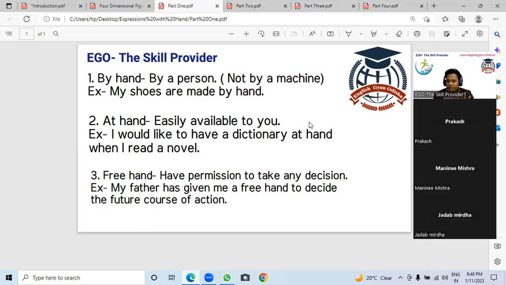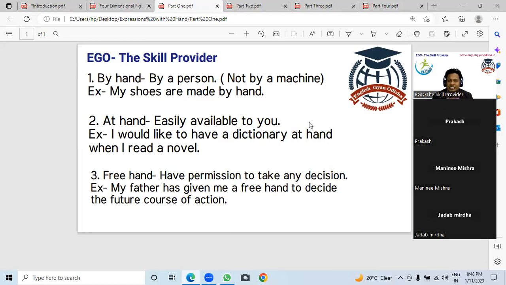Sir, don't worry, I'll deliver it by hand. By hand means I'll send some person to your home. I can deliver it by hand. So whenever I say by hand delivery, that means a person will come to your home and give you that parcel. That is called by hand delivery. A person is always involved. So that is called by hand. Okay, so this is my first expression.